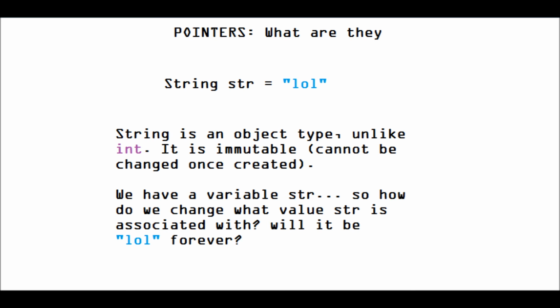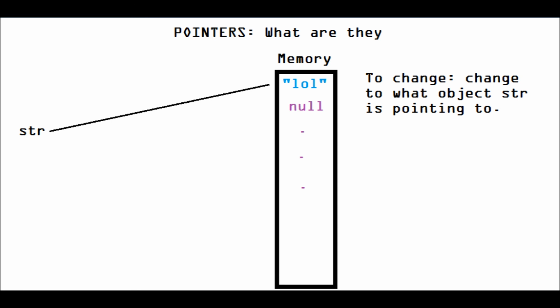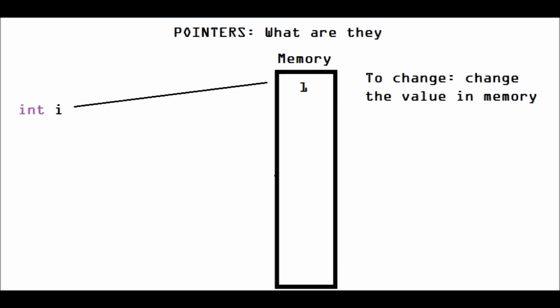Alright, so here is a graphic illustrating that. We see that str is pointing to lol and saying that's what I am. And to change the quote unquote value of str, you have to change what it's pointing to. So if I want str to mean what, I'm going to create a new string object that's going to be called what, and it's going to be stored in memory as what, and str is going to be pointing to that. This is completely unlike the primitive values like int.